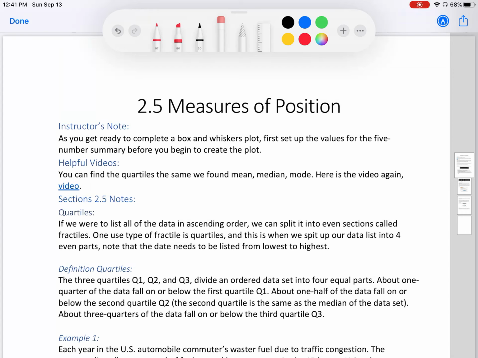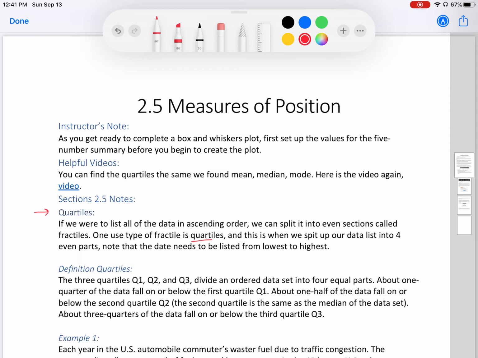Section 2.5 Measures of Position. Let's begin this section by talking about quartiles. If we were to list all the data in ascending order, we can split it into even sections called fractiles. One type of fractile is quartiles.